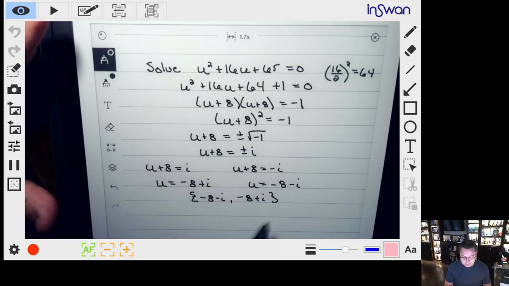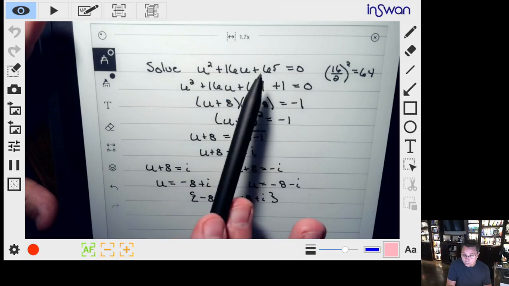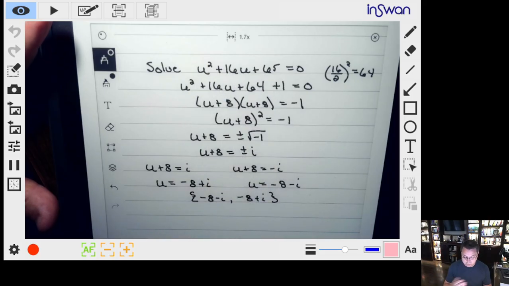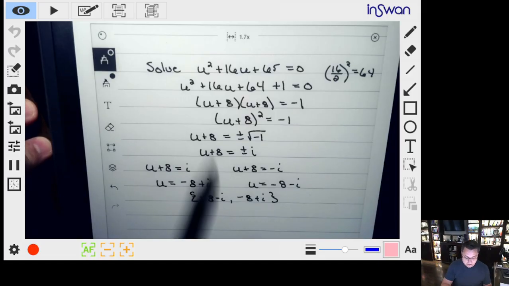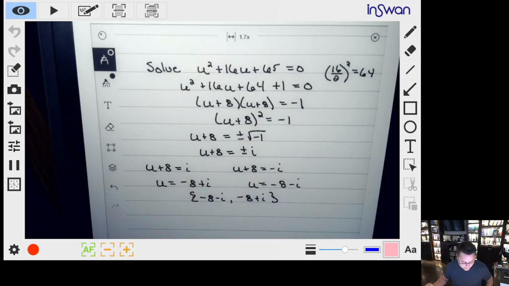Both of these complex numbers do work in this equation. If you went ahead and plugged them in and did all the FOILing out, it would work. If you're working with just the real numbers, there would be no solution for this, because there are no real numbers that solve this quadratic. Okay, so hopefully that makes sense for that problem.